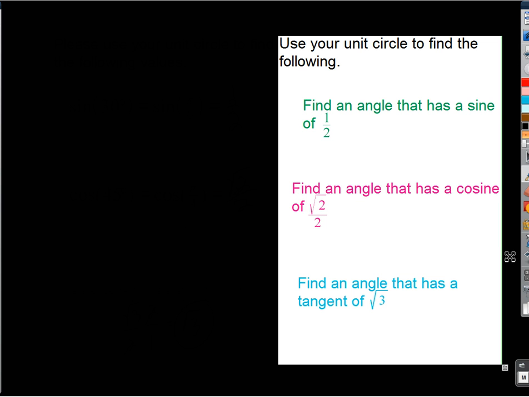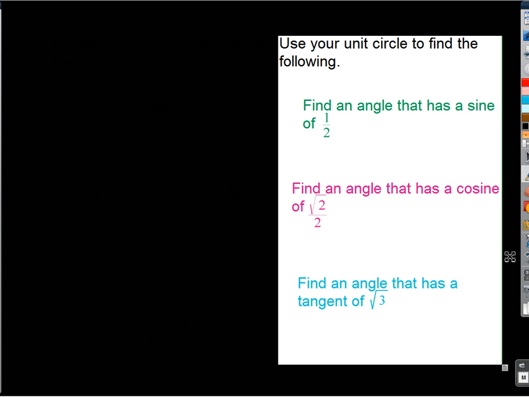Yeah, because before you have the degree and you're trying to find the sine of that degree, and now, since you have the sine, you're trying to find the degree of that sine. That's the opposite of what we do. And that's what we call an inverse function.